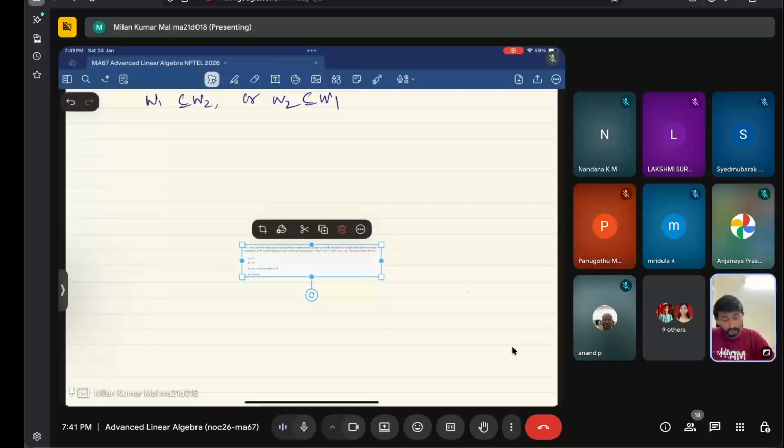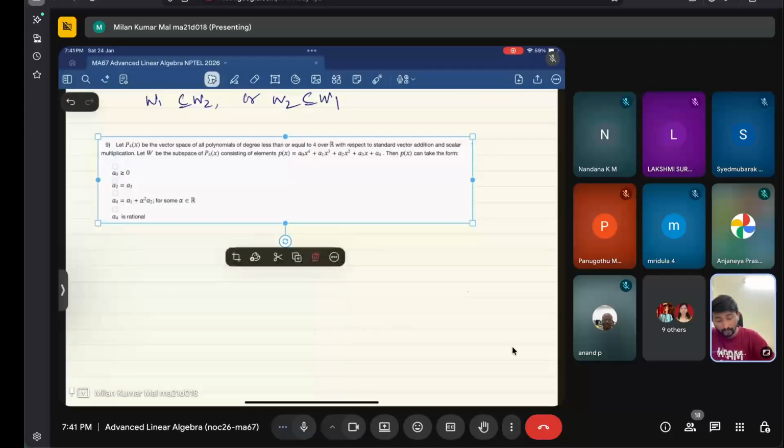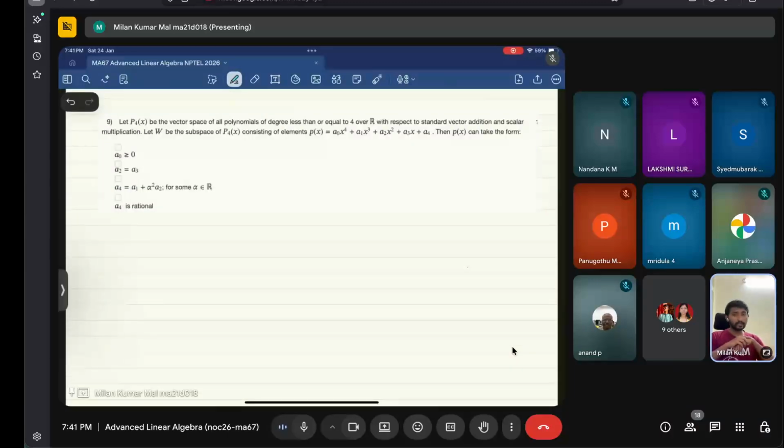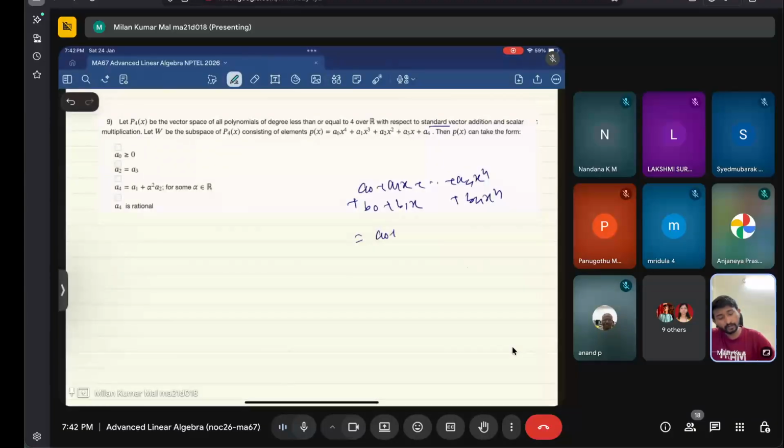This is another problem. Let's take this one. What it says: let P4 be the vector space of polynomials of degree less than or equal to 4 over R, the real numbers, with respect to the standard vector addition and standard scalar multiplication. Standard vector addition means you take two polynomials, suppose a0 plus a1x, all the way to a4x to the power 4, and another, b0 plus b1x, up to b4x to the power 4. So addition is a0 plus b0, plus (a1 plus b1)x, all the way to (a4 plus b4)x to the power 4. This is standard addition.